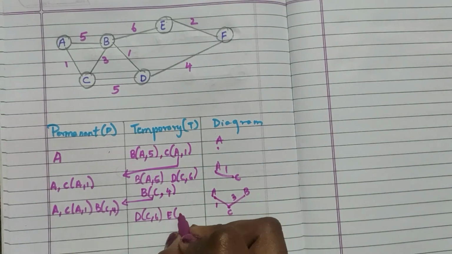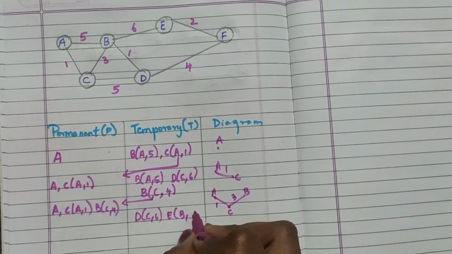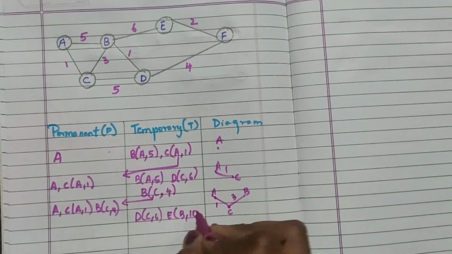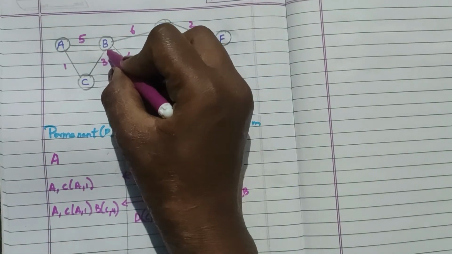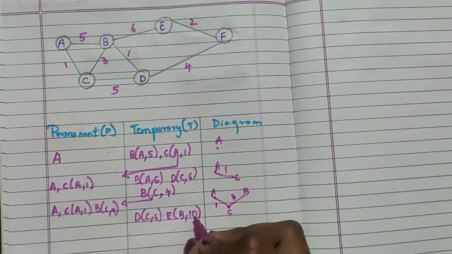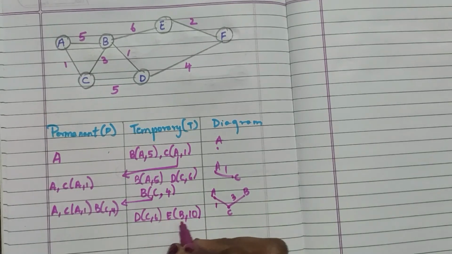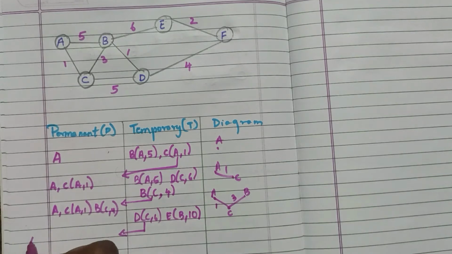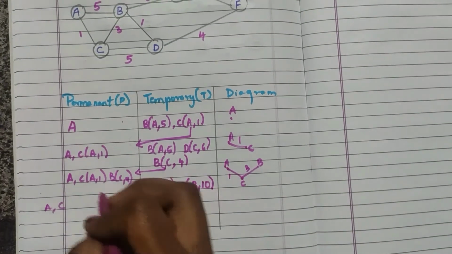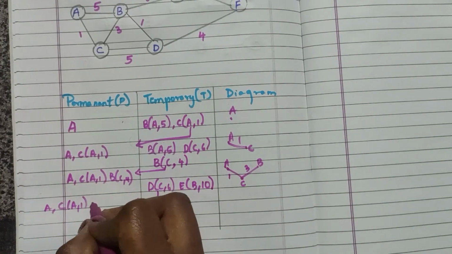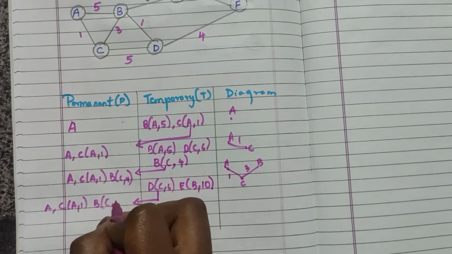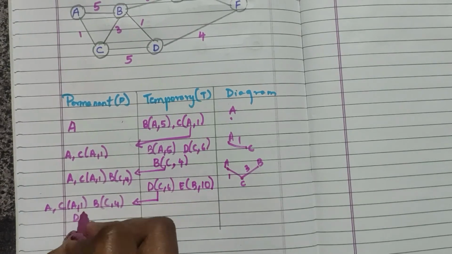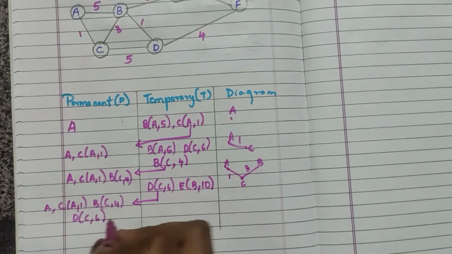E through B, the cost is 10. So that's 6, 7, 8, 9 and 10. Find which is the least cost. That is with node D. Add this in the permanent table. A, comma 1, B of C comma 4, and then D of C comma 6.